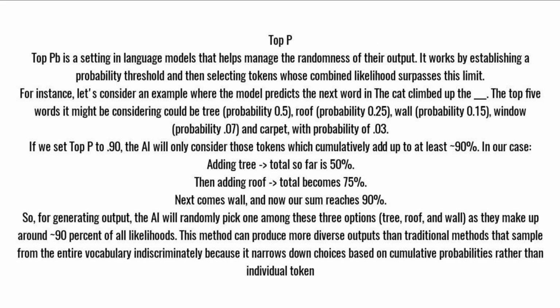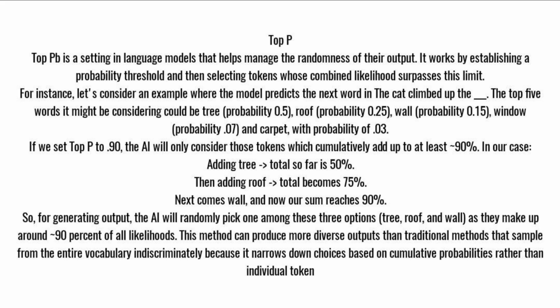Top P. Top P is a setting in language models that helps manage the randomness of their output. It works by establishing a probability threshold and then selecting tokens whose combined likelihood surpasses this limit. For instance, let's consider an example where the model predicts the next word in "the cat climbed up the ___". The top 5 words it might be considering could be tree, probability 0.5, roof, probability 0.25, wall, probability 0.15, window, probability 0.07, and carpet, with probability of 0.03.